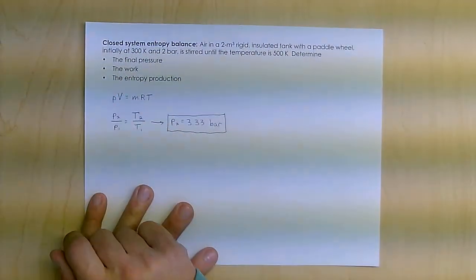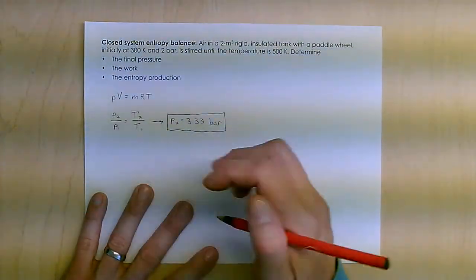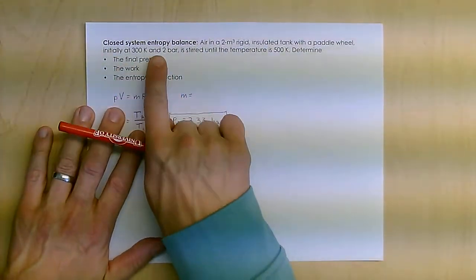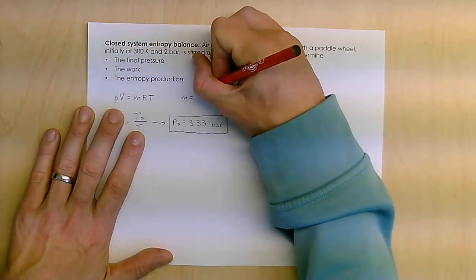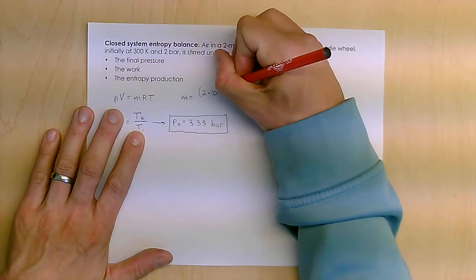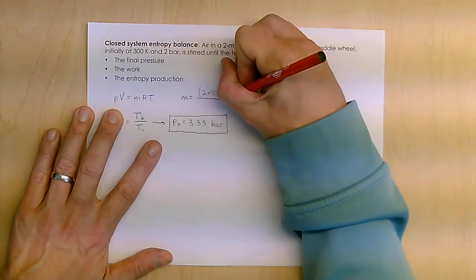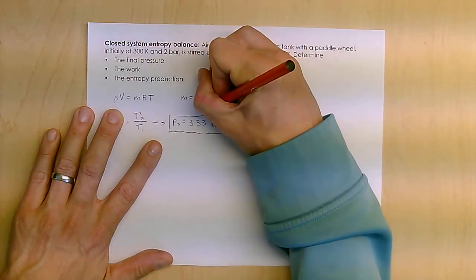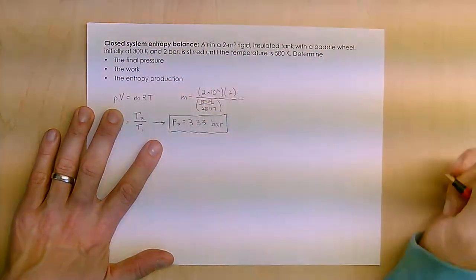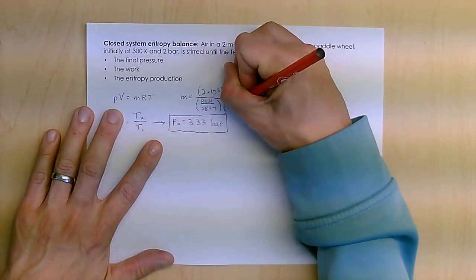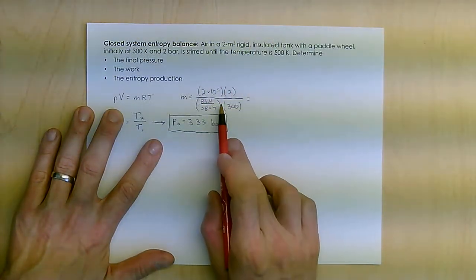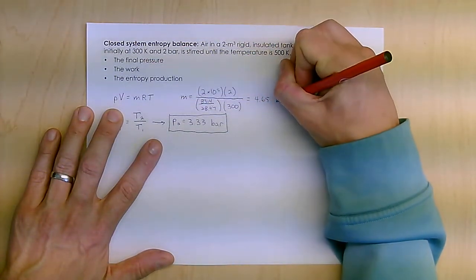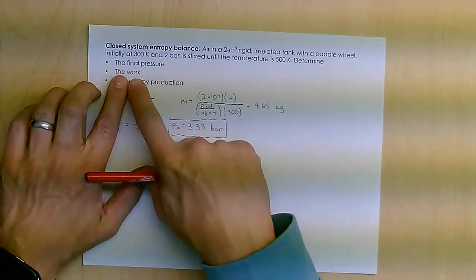Now, in order to find the work and the entropy production, I'm going to need to find the mass within here. That mass is going to be using this equation, where P, using the initial conditions, is 2 bars, so 2 times 10 to the 5th, times V, which is 2, all over R, which is 8314, divided by 28.97 since this is air, times the temperature, which is 300. I just use the ideal gas model to figure out the mass, and I find the mass to be 4.65 kilograms.